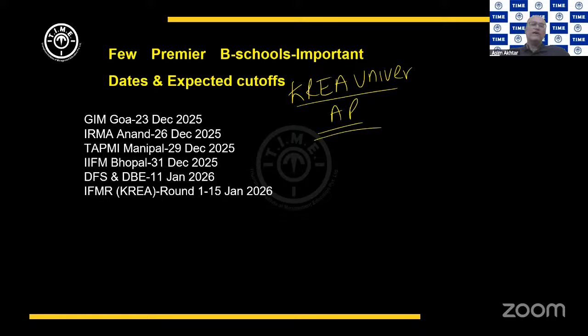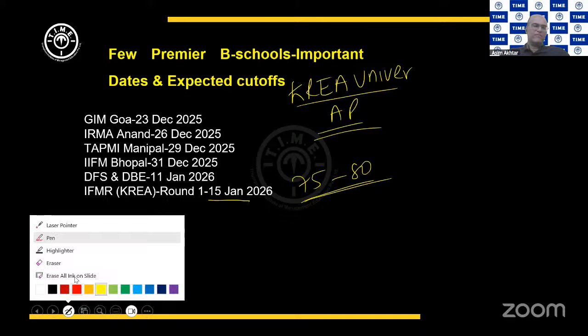Now IFMR has multiple rounds. The first round deadline is 15th January. They will have a second round starting after that, but the round one deadline will be 15th of January. And the cutoff in IFMR is around 75, 80 percentile. It can be a little more than 80 or less than 80, but because right now I'm taking this session when you don't know your percentile, if you are expecting 75 plus percentile in CAT, then this is one business school that you can consider applying to.